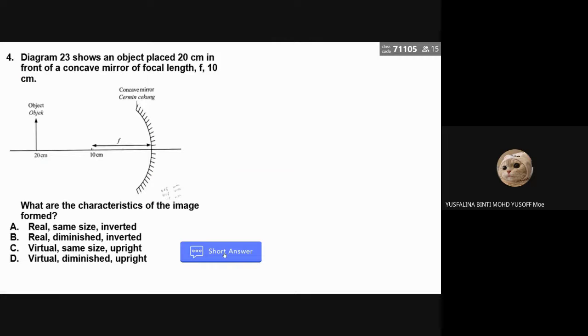Okay, for the next one. It says here what is the characteristic of the image formed. This is the concave mirror and U, the object distance, is 20 cm. So U is equal to 2F, right? Because your F is 10, 2 times 10 is 20. So what happened when U is 20 cm? The object is at 20 cm. This one you already drew just now.